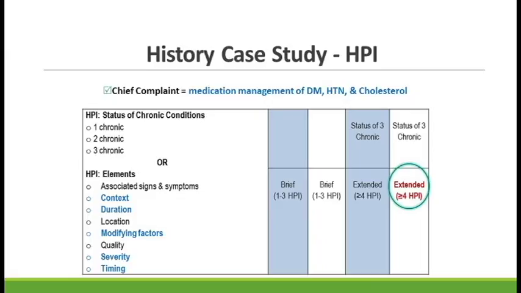Severity is credited for documentation of severe, which describes the edema. And timing is credited because the edema is intermittent, which tells us when the problem is occurring. This gives us a total of 5 HPI elements, and we have met the criteria for an extended HPI and would circle that option in the column furthest to the right.